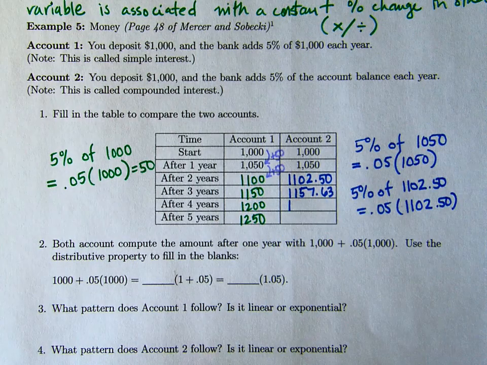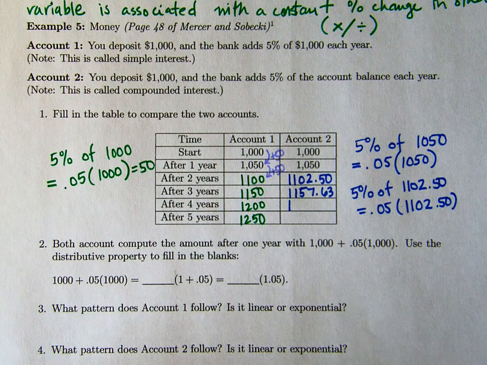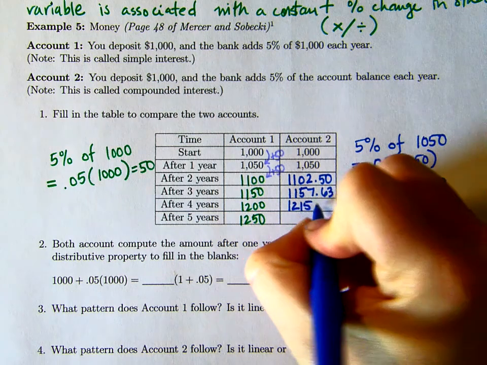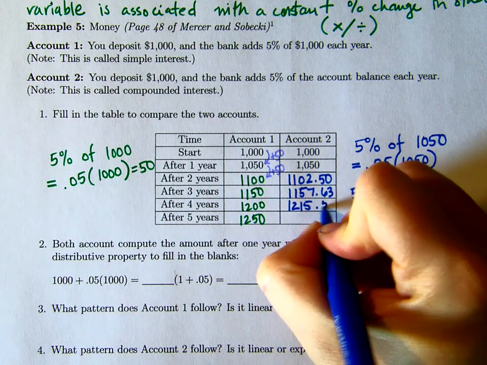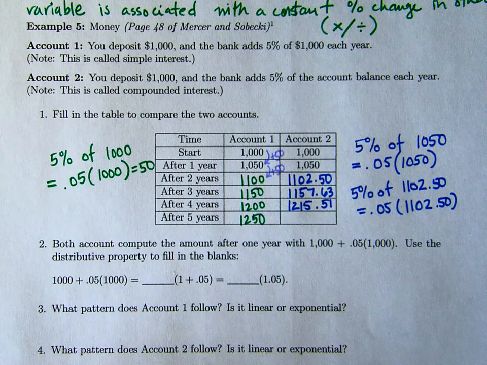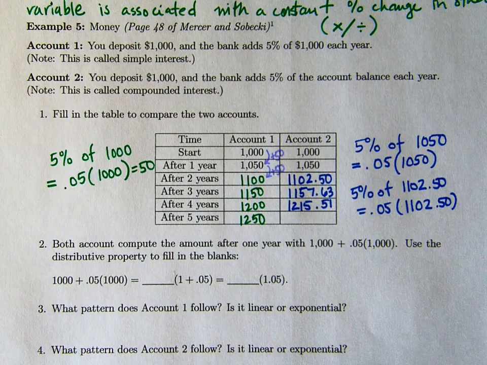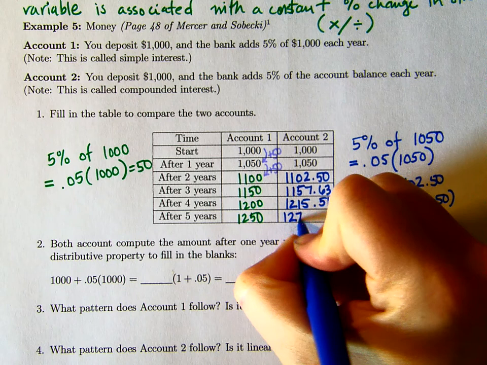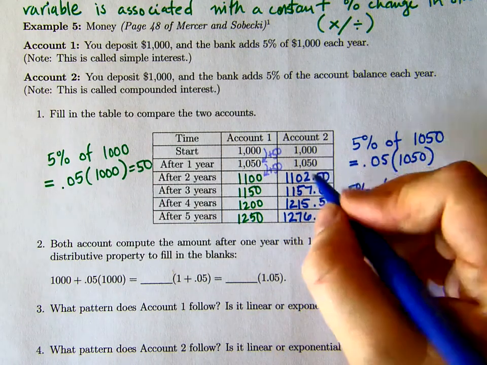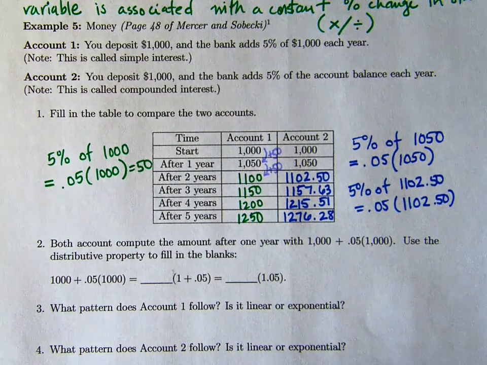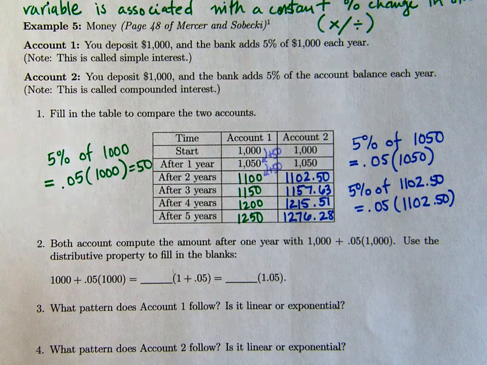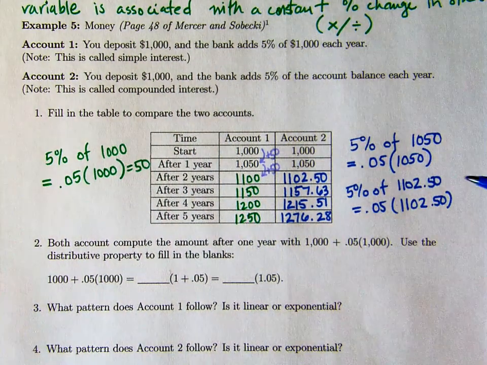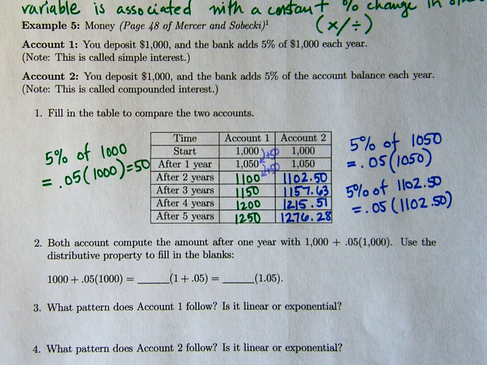And let's see. I end up with $1,215 and about 51 cents. And then I end up with $1,276 and about 28 cents. So just following that pattern all the way down. And I had to use my calculator to do this, but nonetheless.